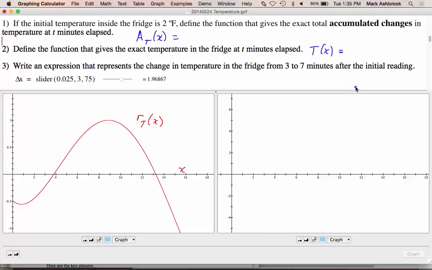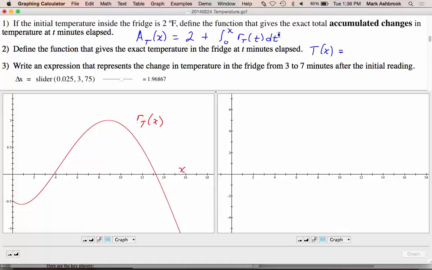Okay, so what do you think about this first function that gives the exact total accumulated changes in temperature? We're defining the function that's going to give us this exact total accumulated change. So what would I write? A sub t of x equals what? The integral from 0 to x of r of, we need something else, right? So use little c, that's fine.